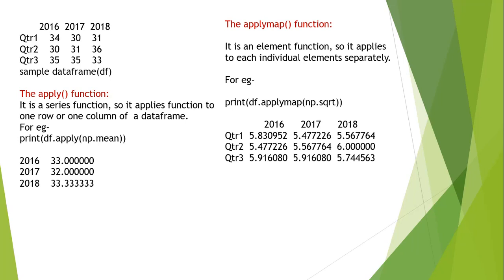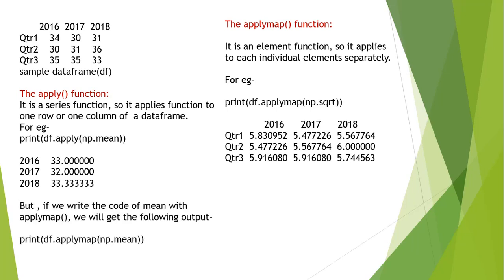So for the 34, the square root has been taken and the answer is 5.830952. For 30, the square root has yielded 5.477226, and similarly for the rest of the elements the square root has been computed and the output produced accordingly. So here you can say that all the elements have been operated on with the square root function separately or individually. No set of rows has been taken together, no set of columns has been taken together. All the elements of the data frame have been operated on with the same operation. This is apply map.